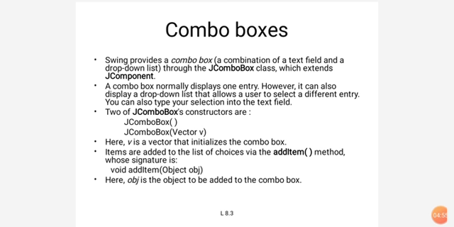The component type here is a combo box. Already I said, a combo box is a combination of text field and drop down list. A combo box normally displays one entry. However, it can also display a drop down list. Whenever you click it, it will display the drop down list that allows a user to select a different entry. You can also type your selection into the text field.